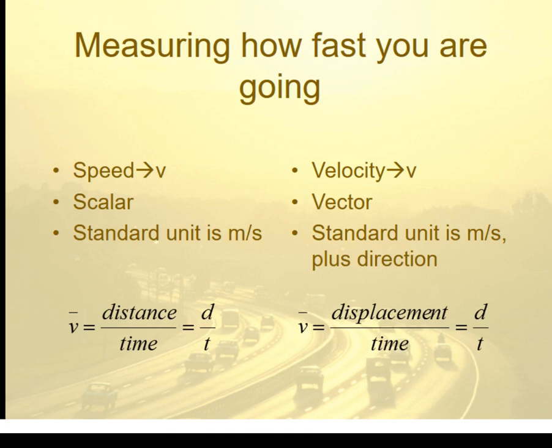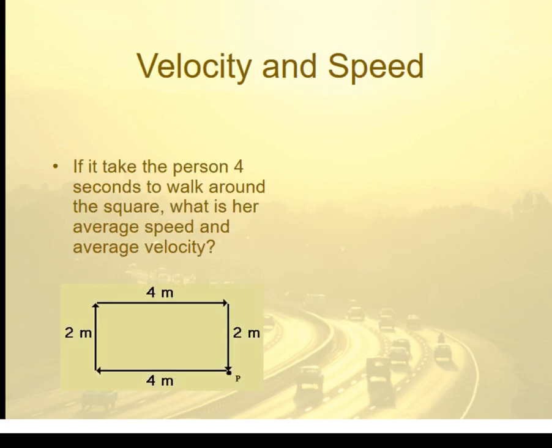In this particular video, we're going to say that everything's in the same direction in the x-plane, so it'll make it really easy for learning this at first. So back to our square here, if our person went 4, 2, 4, 2, that means that they went 12, and if it took them 4 seconds to do that, well, then they were going 3 meters per second for a speed.